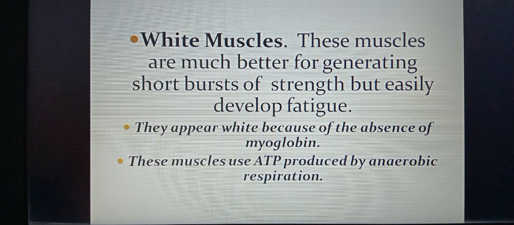These muscles are much better for generating short bursts of strength but easily develop fatigue. They appear white because of the absence of myoglobin, and these muscles use ATP produced by anaerobic respiration. These are the kind of muscles used in athletics for the 100 meter dash, 200 meter dash, and 400 meter dash.